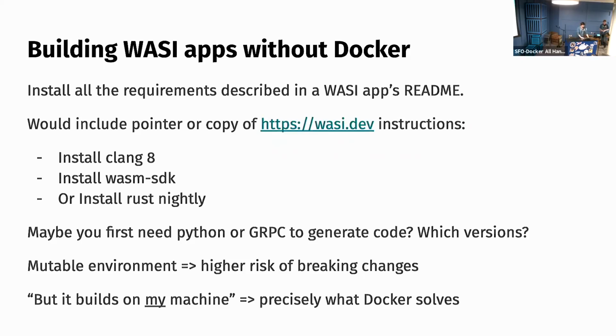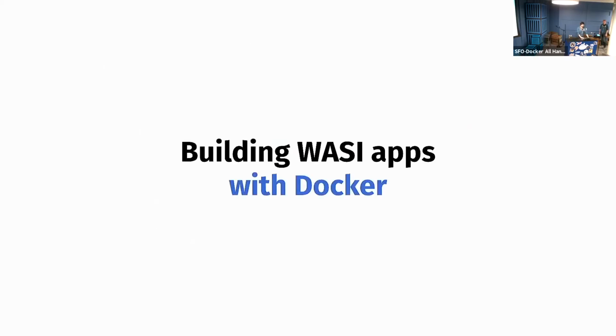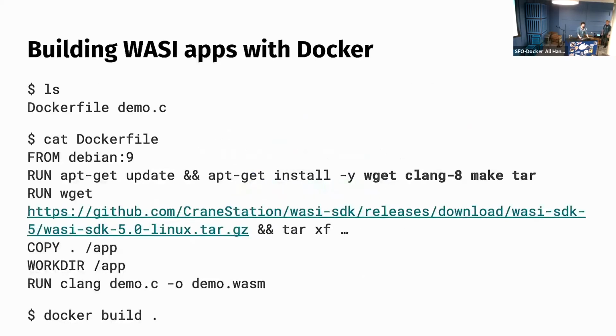And that's exactly what Docker solves. So let's look at how we can solve this with Docker. You have a Dockerfile and basically a simple Hello World demo that I took from WASI. So you can specify your base image, because in this case it's Debian. You install all your dependencies. You download the WASI SDK in this case. You extract it. You put your code in there, and you run Clang in this case. So that's the description of what you want to run, and you run it with docker build.